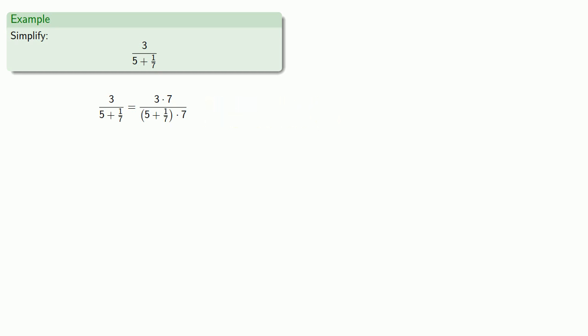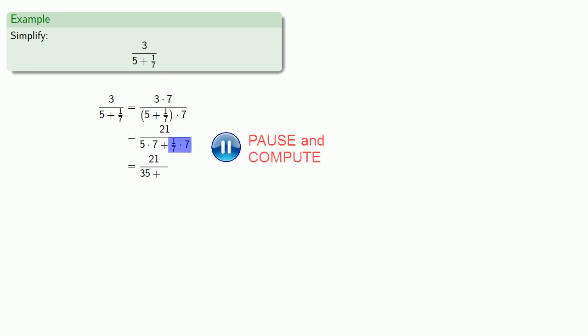So I'll multiply my numerator together, 3 times 7 is 21, and for our denominator we'll use the distributive property, that's 5 times 7 plus 1 seventh times 7. Well, 5 times 7 is 35. 1 seventh times 7 is 1. So our denominator, 35 plus 1, that's 36. And since I have lots of free time on my hands and nothing more important to do, I'll reduce this fraction 21/36.